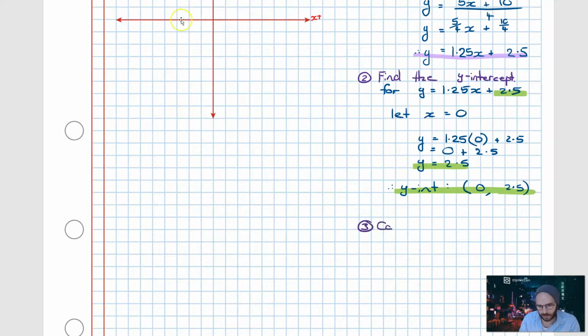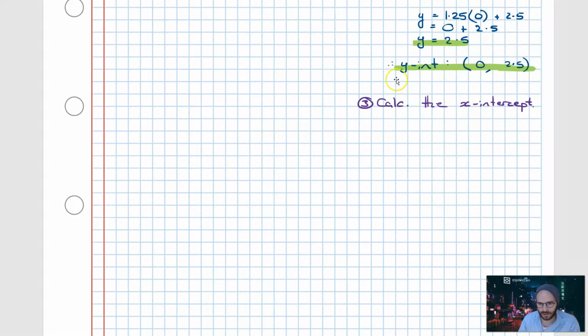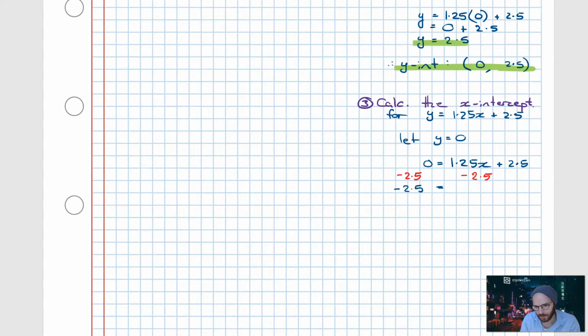Now, next step, we want to calculate the x-intercept. The way in which we're going to do this is we're going to say for y equals 1.25x plus 2.5, let y equal 0. Then we're going to get 0 is equal to 1.25x plus 2.5. We rearrange in terms of x, so we're going to take 2.5 from both sides of the equation. This will give us minus 2.5 and then 1.25x. Divide both sides by 1.25.